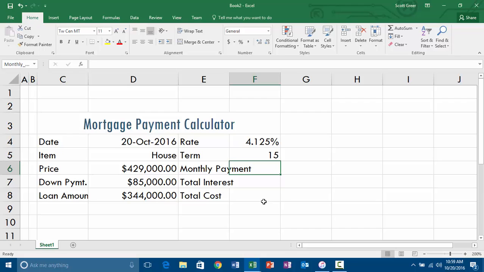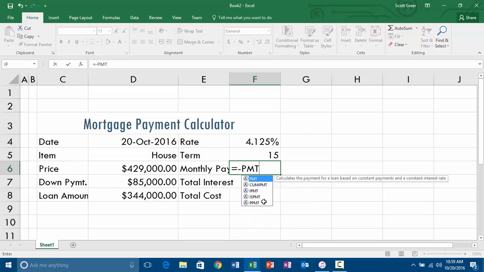So we're doing it in the same type of format right here. Let's go ahead and say equals negative, and we're going to do PMT, which is payment. We put in our parentheses, and it says what we want is our rate, our number of payments, our present value, our future value, and our type. I don't think we're going to do these two, okay? We're going to do our rate, our number of payments, and our present value.